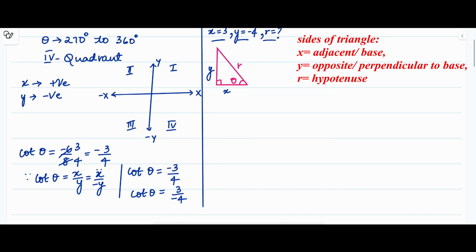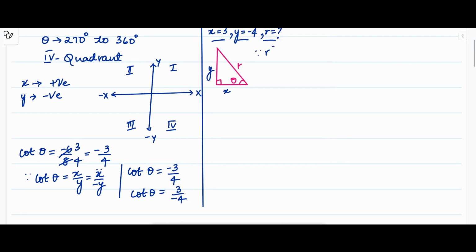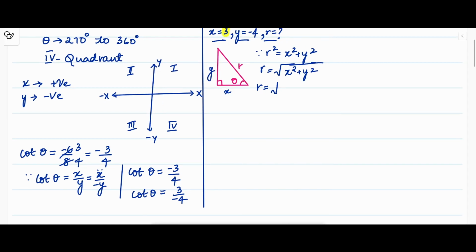For that we can use the Pythagoras theorem, that is, for all r square is equal to x square plus y square. r is equal to square root of x square plus y square. So when we substitute the value of x and y, we will get r is equal to square root of 3 square, that is 9, plus minus 4 the whole square, that is plus 16. So we will get r is equal to square root of 25. So we will get r to be equal to plus or minus 5. r is never negative because it is the length of the hypotenuse side of the triangle. So therefore lengths can never be negative.